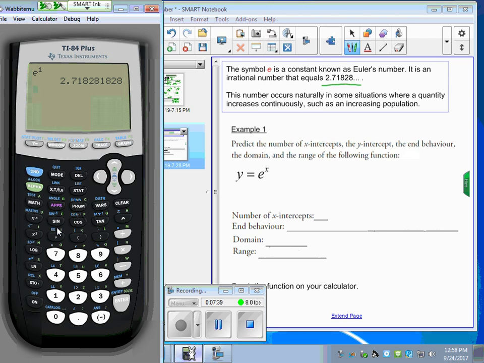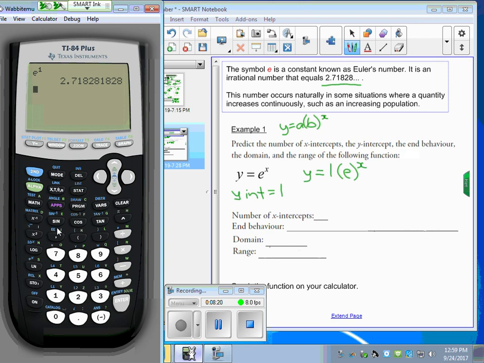So let's try using this. It can be used for exponential functions fairly easily. Predict the number of x-intercepts, the y-intercept, the end behavior, and the domain and range of the following function. y equals e to the x. So remembering that our form is y equals a times b to the power of x, we can see right again that there's no a. So let's place that in. We can have y equals 1 times e to the x, and that's not changing anything. So we now know that our y-intercept is equal to 1 because a equals 1.